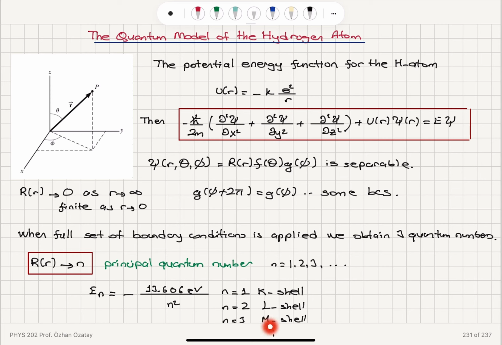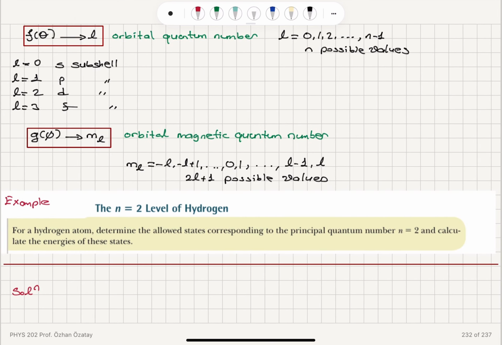K shell, L shell, M shell, etc. correspond to n equals 1, 2, 3 respectively. The azimuthal solution gives us the orbital quantum number taking values between 0 and n minus 1, which gives us S, P, D, F subshells, etc. And the polar solution gives us the orbital magnetic quantum number M sub L, which can take values between minus L to plus L, 2L plus 1 possible values.